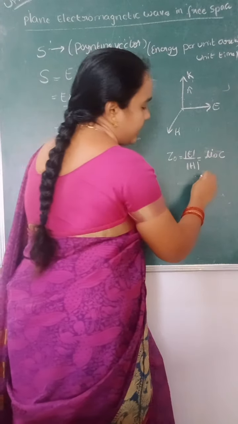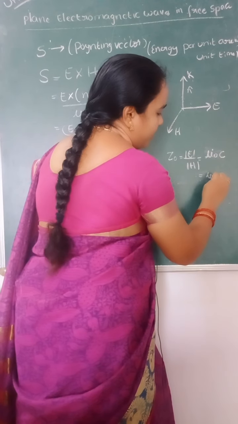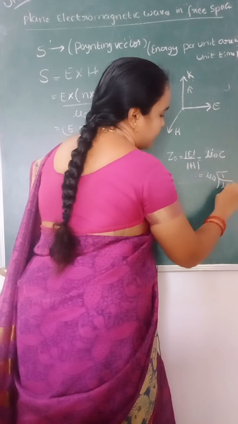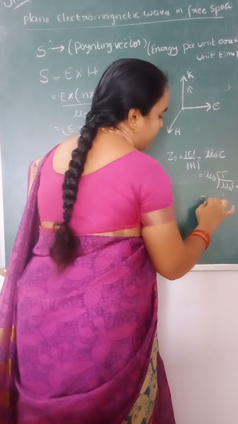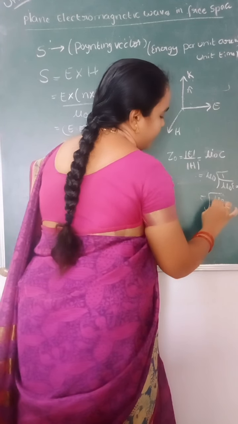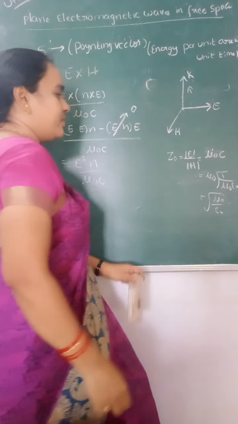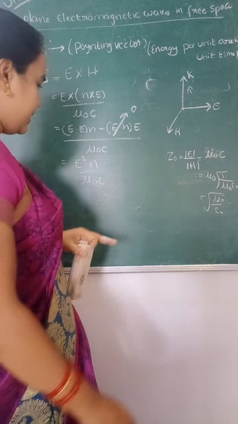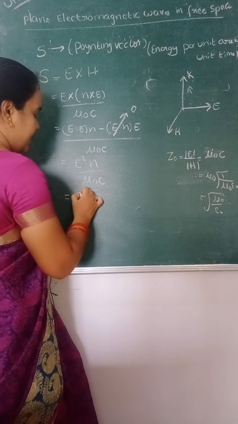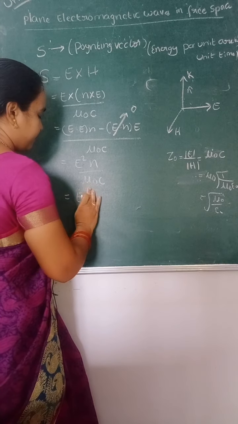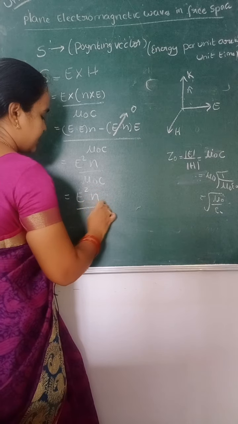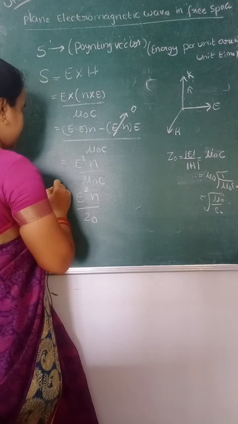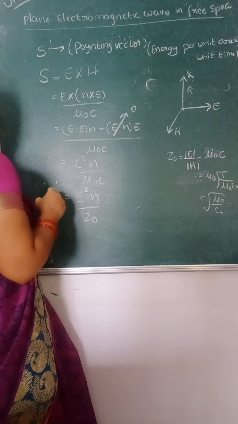In the previous class, mu naught root of 1 by epsilon naught mu naught, that is root of mu naught by epsilon naught, we have derived. So in place of mu naught C we can substitute the wave impedance, giving E square N by Z naught. So this is the Poynting vector.